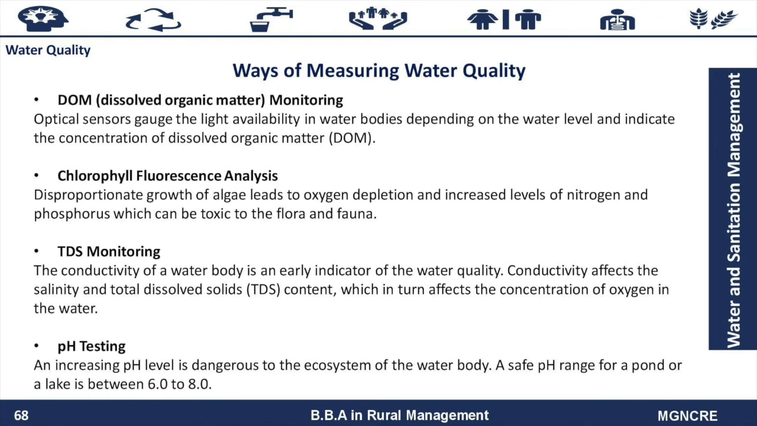The next one is pH testing. An increasing pH level is dangerous to the ecosystem of the water body. A safe pH range for a pond or lake is between 6.0 and 8.0. pH can be tested using water test kits that are color coded and offer a wide range of pH measurement.